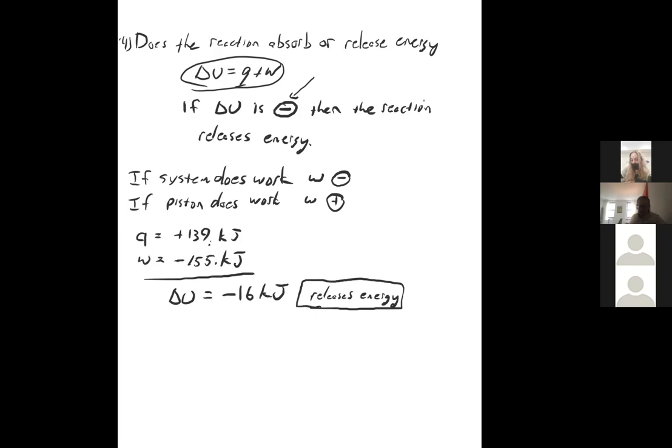Now, I just want to briefly explain what happened. What essentially occurred was, again, here's our system. This is the gas. Some energy went in the form of heat. But then the system did this, right? It released energy in the form of work. So again, think about it kind of like money. If someone gives you $139, but you give someone else $155, you've lost $16. That's your net change, right? That's essentially what's happening here.